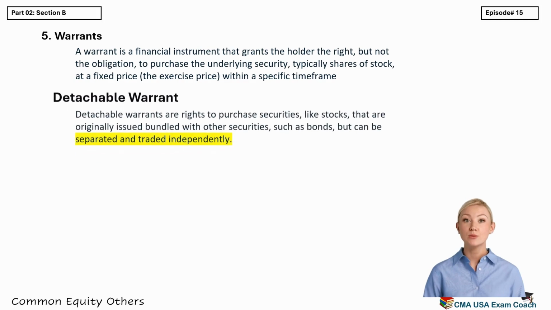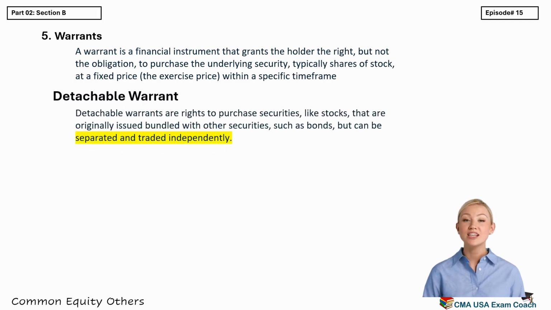First, we have detachable warrants. These are often issued along with bonds or preferred shares. A detachable warrant means it can be separated from the bond or the preferred share and traded independently. So, an investor can sell the bond and keep the warrant, or sell the warrant and keep the bond. Each can move separately in the market.